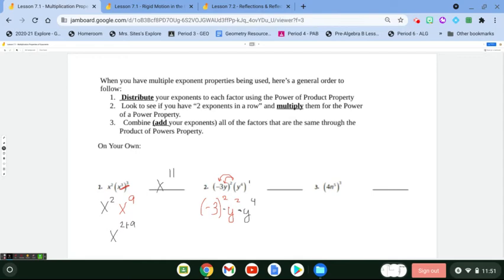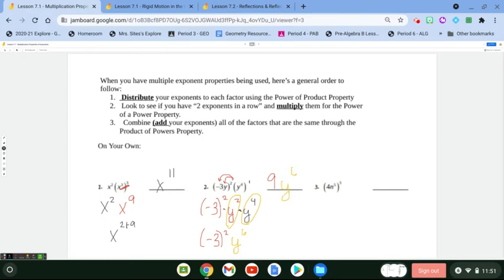So I can see right here that I have 2 y's here and 4 y's here. So that means I'm going to have a total of y to the 6th power. And then I'm going to bring down that quantity of negative 3 to the second power. This time I'm actually going to multiply it out. So I know negative 3 times negative 3 is going to give me positive 9. And I'm going to copy that y to the 6th power right next to it.